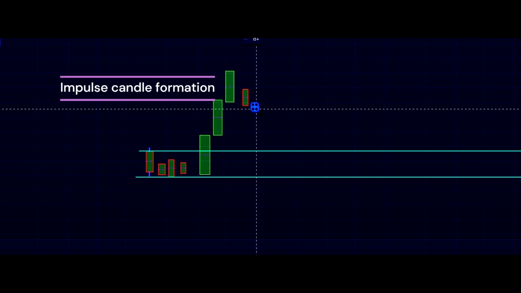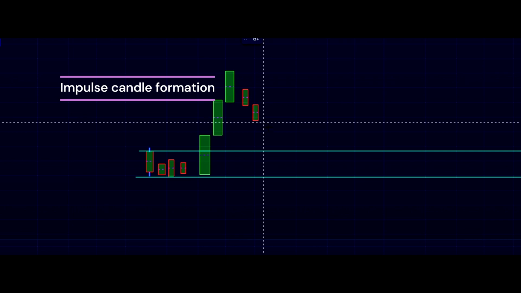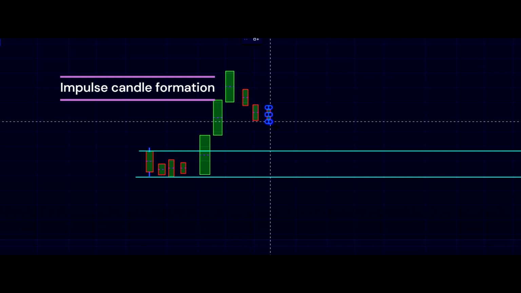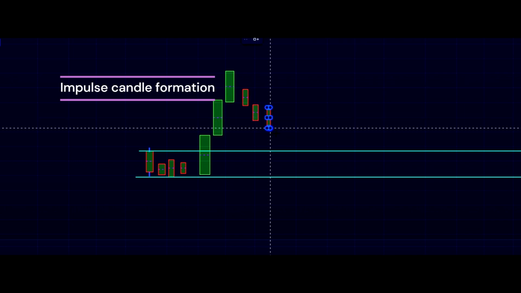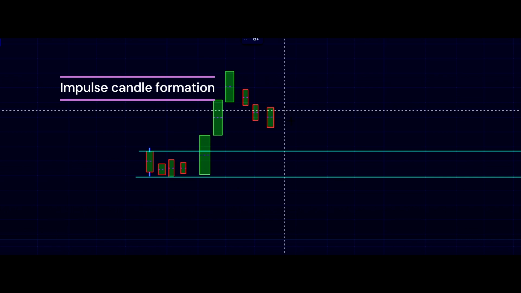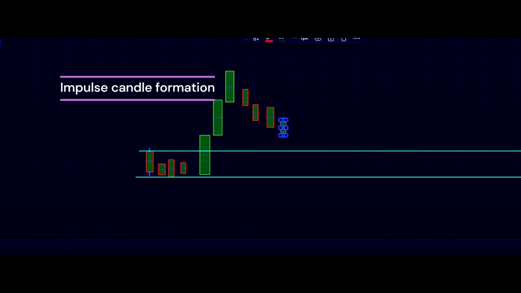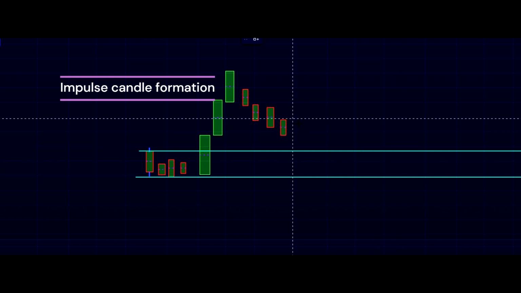Impulse moves are important because they break structure, create fair value gaps, and often originate from order blocks. When you see a sudden explosive move, it's a signal that smart money has entered the market. In simple terms, impulse candles tell us who is in control, buyers or sellers.